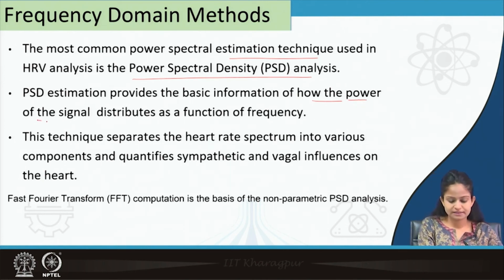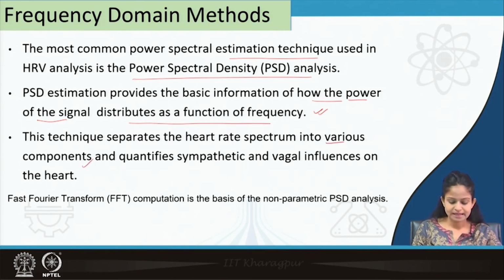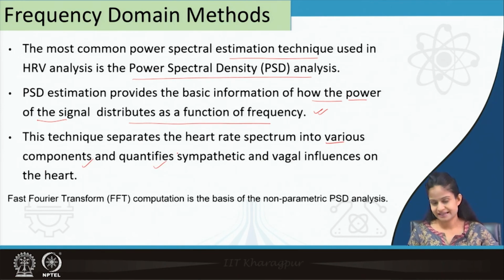How the power of the signal distributes as a function of frequency. We get this after the RR interpolation: the power spectral, that is, the frequency domain analysis, which gives us the decomposition of this RR series. The RR series is decomposed into various sine and cosine waves, and these sine and cosine waves are nothing but the various components, and it quantifies the sympathetic as well as the parasympathetic influences on the heart.